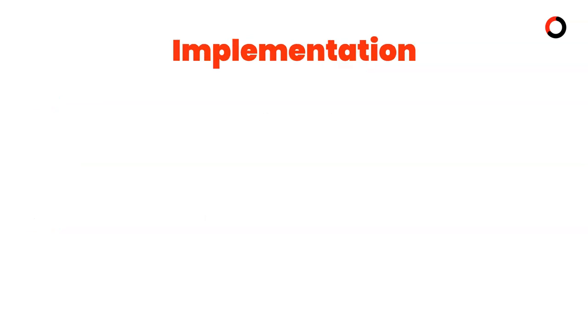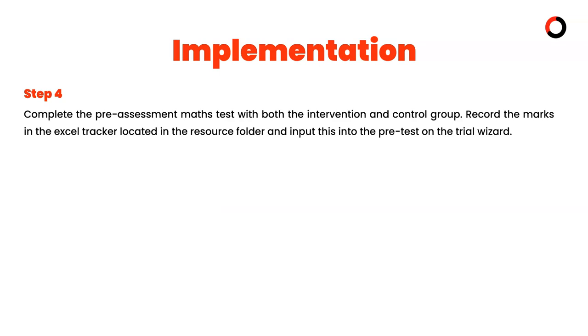So the implementation. Step 4, complete the pre-assessment maths test with both the intervention and control groups. Record the marks in the Excel tracker located in the resource folder and input these into the pre-test on the trial wizard. As you're using class level data, it's probably best to have another member of staff, a teaching assistant or teacher, to read out the scores to help you to input this into the platform a bit quicker.